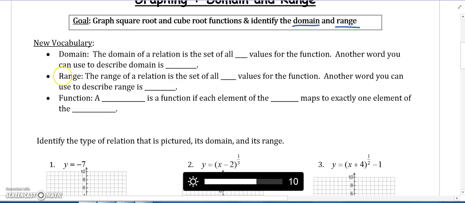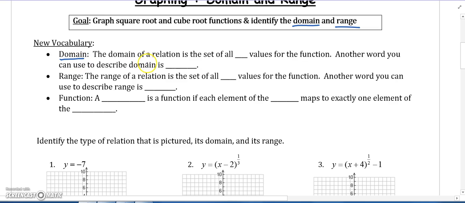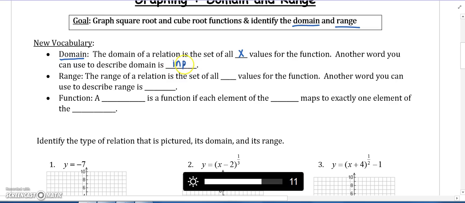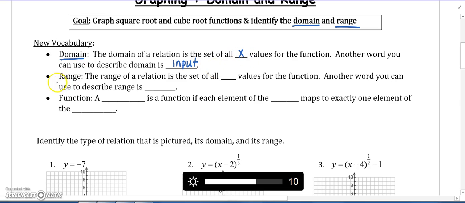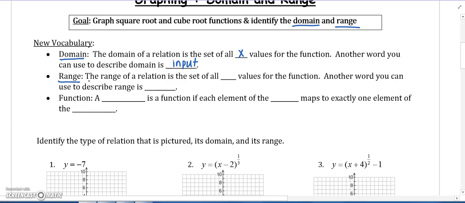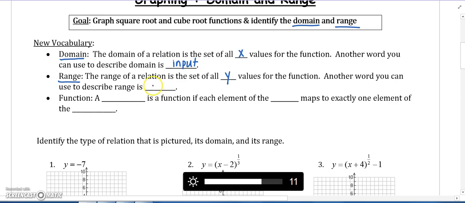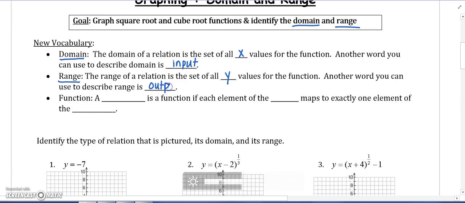The new vocabulary for some of us maybe would be, first of all, domain. The domain of a relation is the set of all x values for the function. Another word you can use to describe domain is the input. So it's what we're putting into our function. And domain always has to do with our x values. Another new vocab would be the range. The range of a relation is the set of all y values for the function. Another word you can use to describe the range is the output. So the range represents the numbers we can get out of the function.